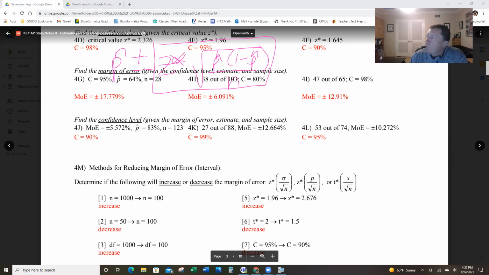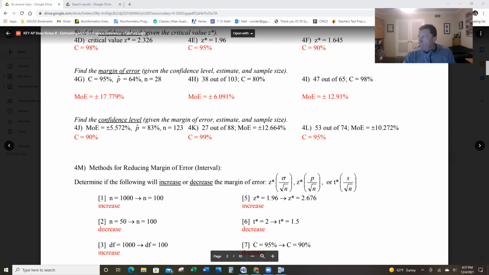Okay? So find the confidence interval. Find the margin of error. I'm going step by step. So find the margin of error. No problem. Find the margin of error. Okay? Let's see here. All right, the margin of error. So I'm going to go ahead and write this real big on here. I'm doing G right now. So find the margin of error.